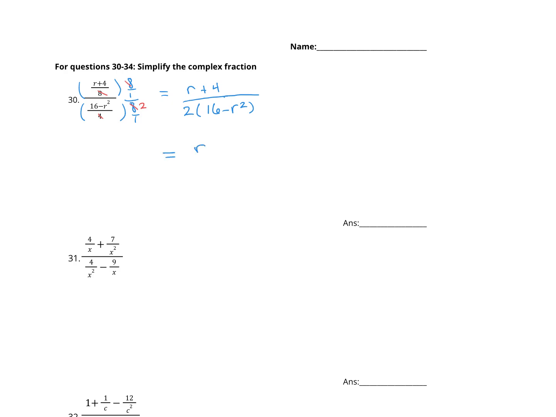Next step, try to simplify if we can, and you will notice that I have the difference of squares. That's 4 plus r and 4 minus r. And I can cancel out those r plus 4s and 4 plus r's because they're exactly the same. Leaves behind a 1. Final answer is 1 over 2 times 4 minus r. And that's a perfectly acceptable way to leave that final answer there.